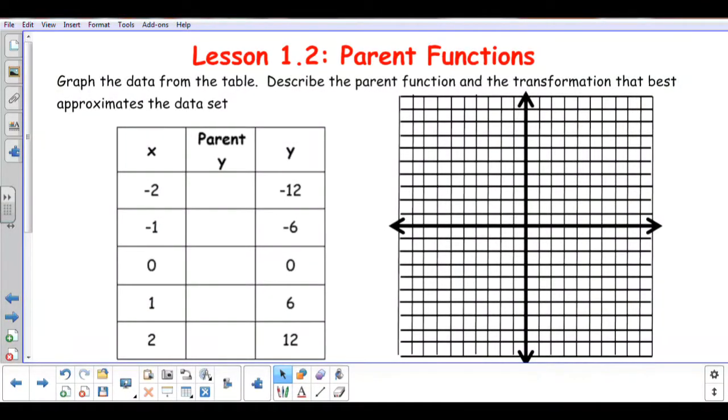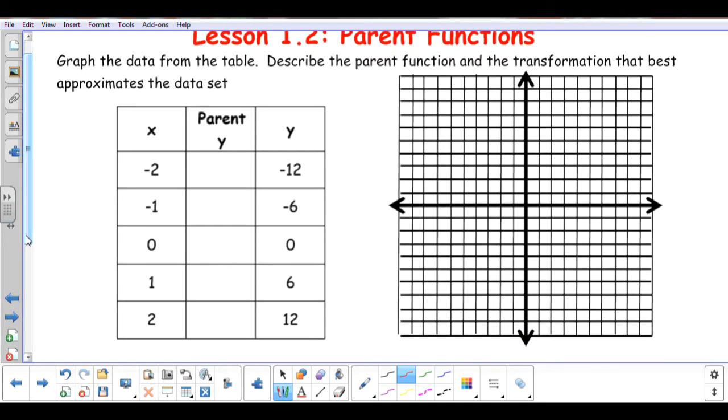So we're not always given the equation of the function to figure out its parent and its transformation. Sometimes I'm just going to be given a table of points that I'm going to have to put on a graph, and from the picture on the graph I'll have to determine the parent function, and then comparing the y-coordinates of the parent to the y-coordinates I was given, I can figure out the transformation.